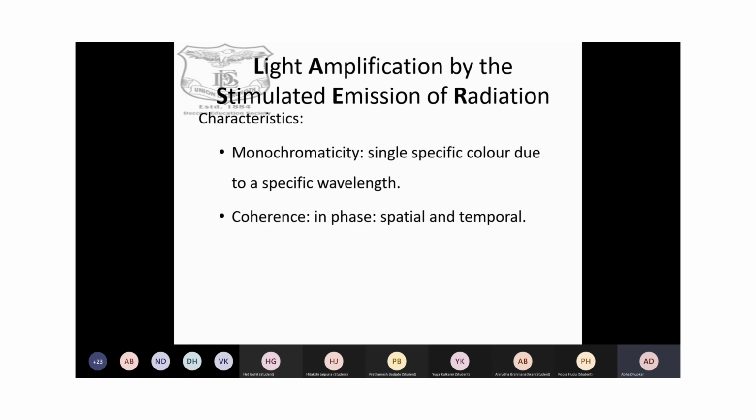The second characteristic is something known as coherence. You have done coherence when you did sound waves in your 12th standard?